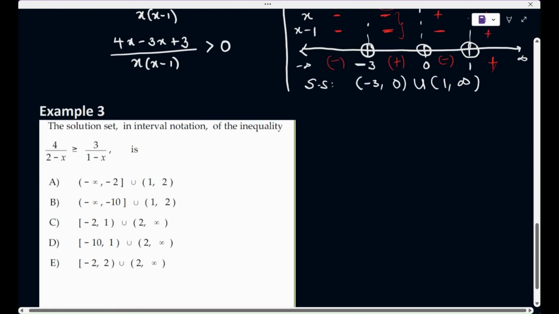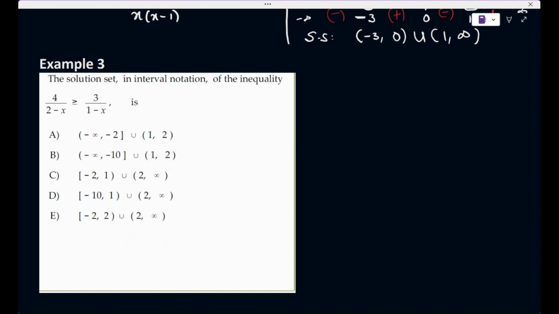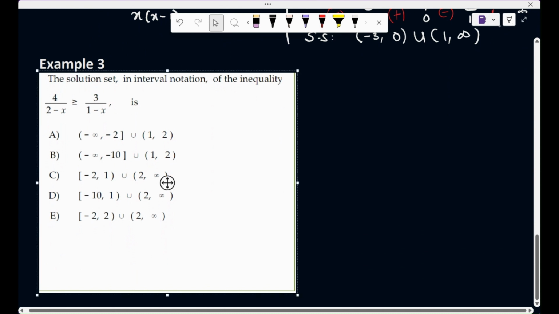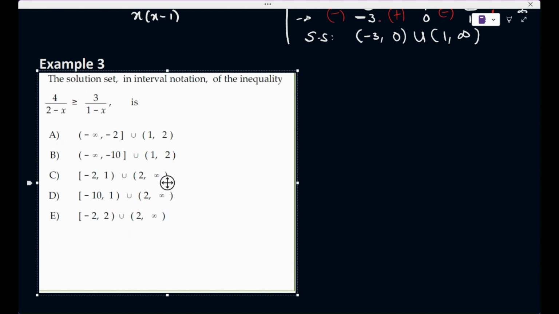Okay, so let's take the last question. The last one is this. You have the solution set. You're looking for the solution set in interval notation. So the same procedure. All you need to do first is what? We take everything, the polynomials or the rational functions, to one side.